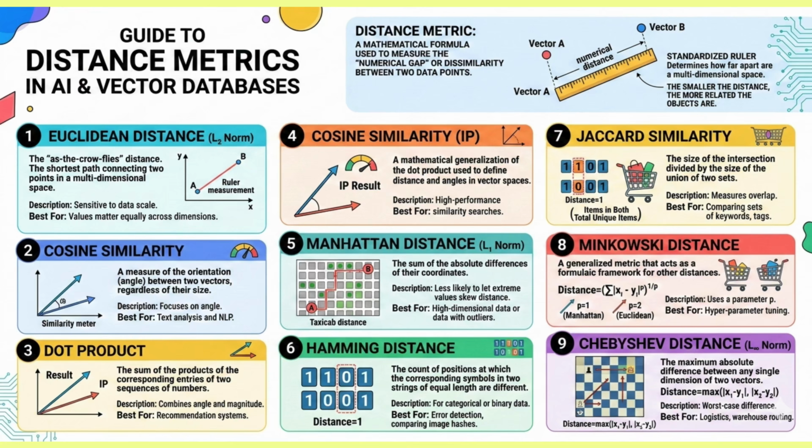Third, we have dot product. So this is the sum of the products of the corresponding entries of two sequences of numbers. This combines both angle and magnitude. If two vectors point in the same direction and are very long, the dot product will be very high.